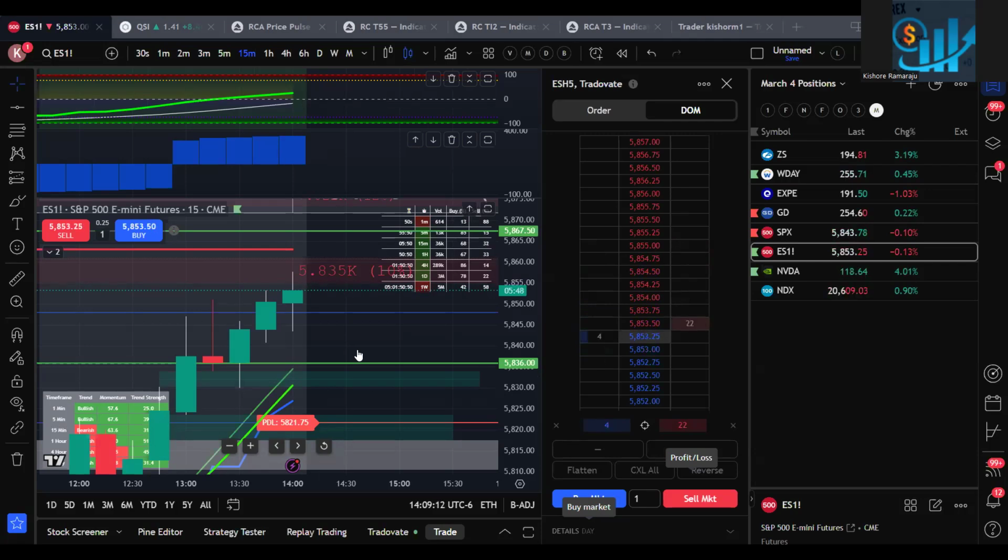After 4 p.m. EST, you have to use 1 minute. After 7 p.m. to 9 p.m., you have to use 3 minutes.